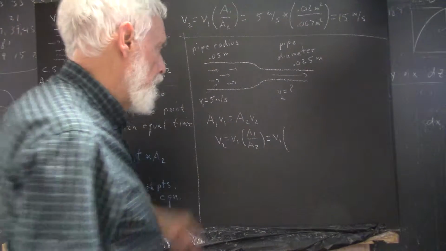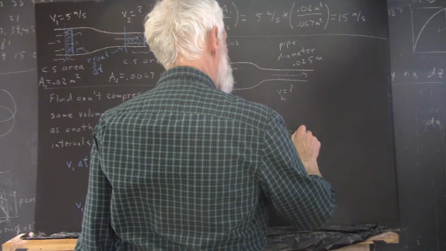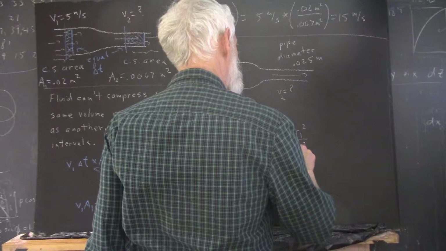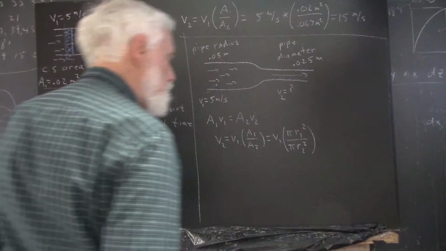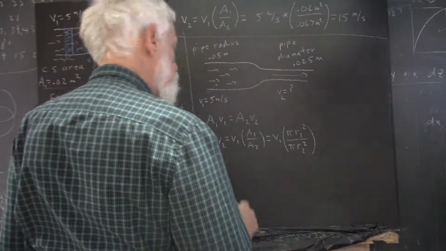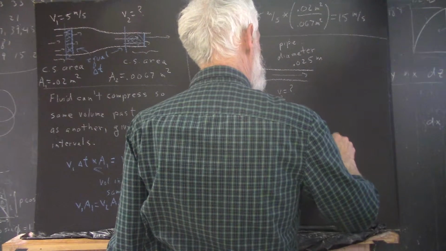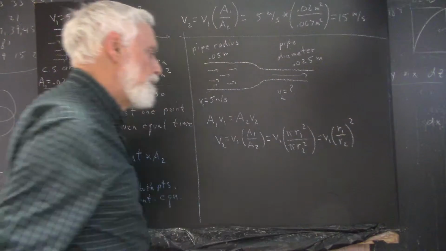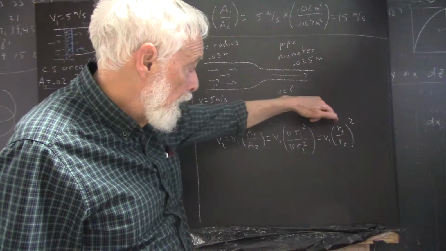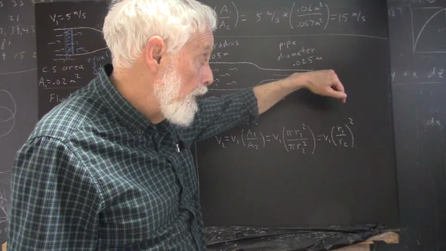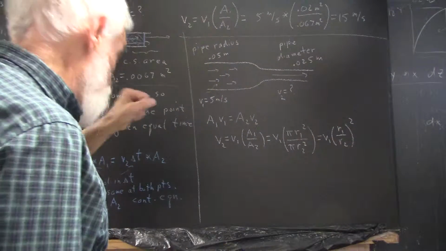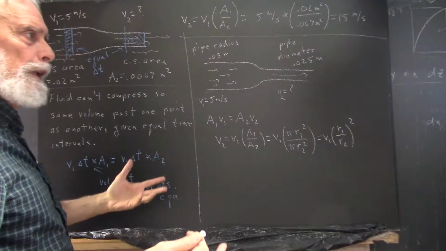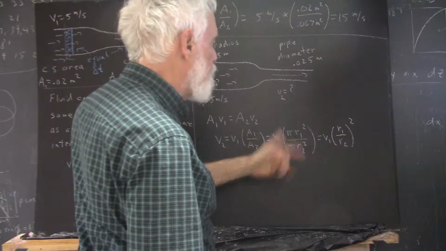Okay, A1 over A2. Well, A1 is pi r1 squared, A2 is pi r2 squared, and look at what happens. Pi divides out, and also r1 squared over r2 squared is just the square of r1 over r2. Okay, so all we need is the two radii. We don't have to calculate the areas. We know the areas have to work out like this.